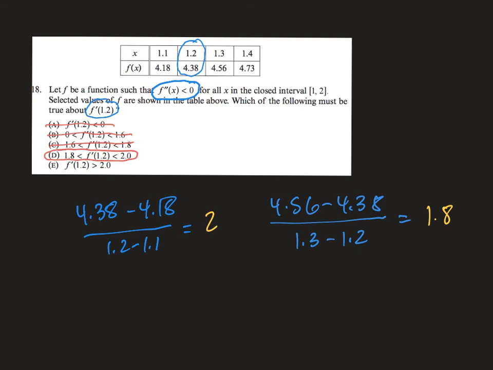And just to remind you what's happening here, we know that the derivative is decreasing because the second derivative is negative. And we've computed the slope to the left and to the right. To the left, we're at 2. To the right, we're at 1.8. We've got to be stuck in between those because this thing's always decreasing. So it can't go down and then come back up. Okay, that's enough of that problem.